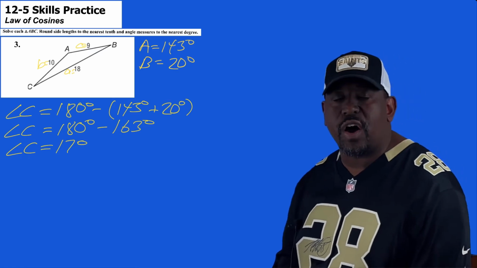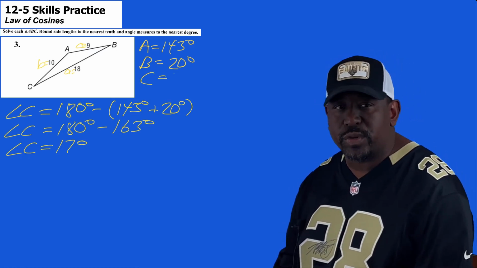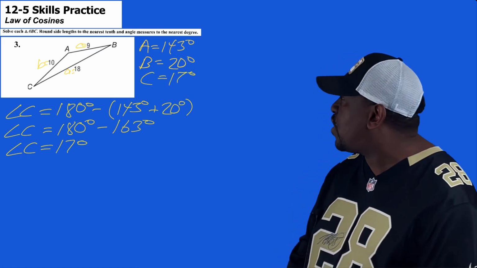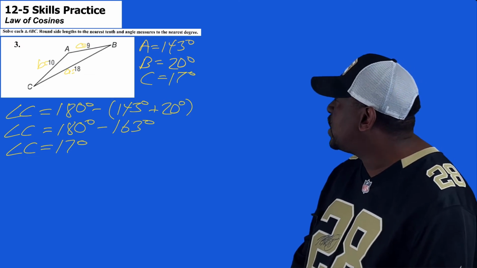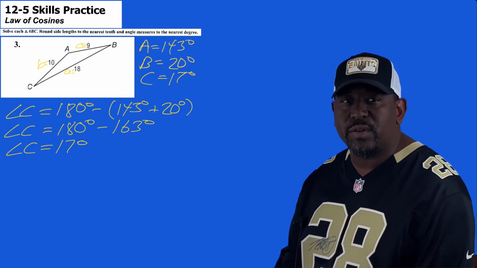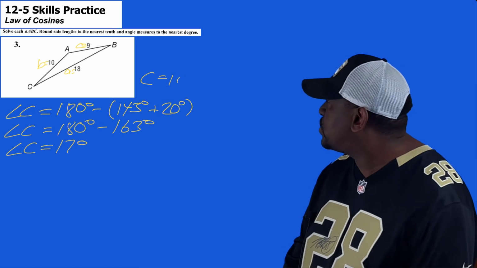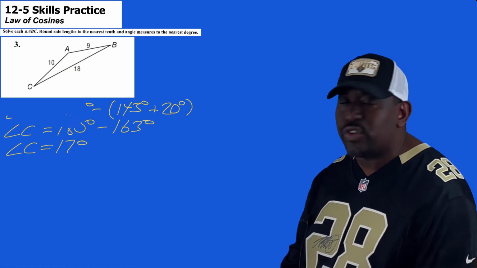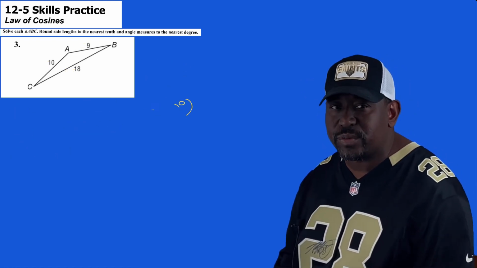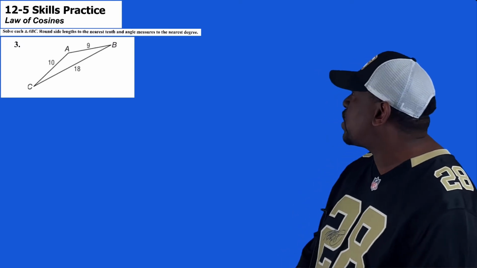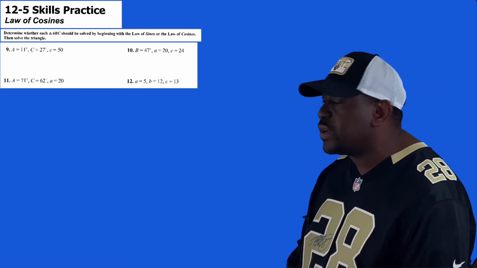So now we have solved for all 3 angles. We're given the 3 sides at the start, so we have nothing else to do. We're finished with the problem. We found all the missing angles. And again, the NOLA Mathman forgot to circle our answer, but on your papers, you want to circle your complete and final answer. So we're done with number 3.